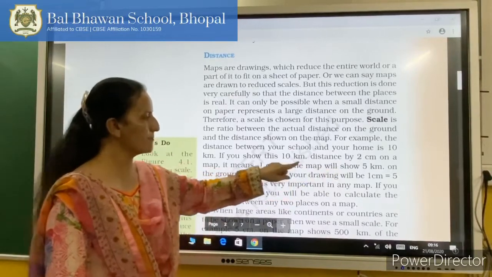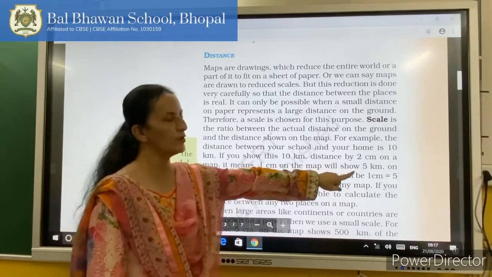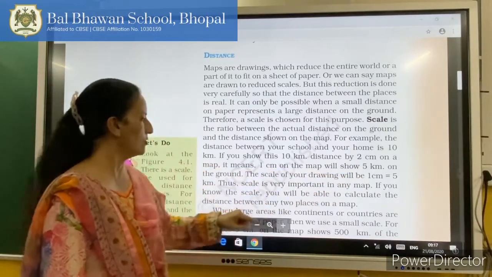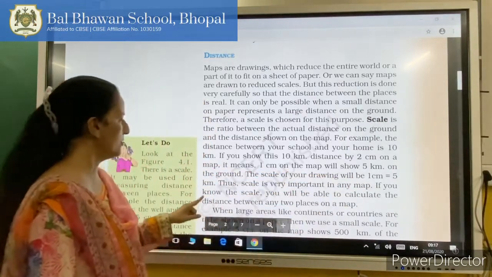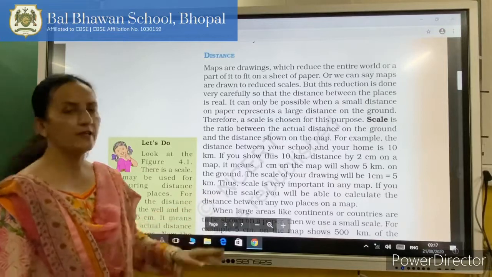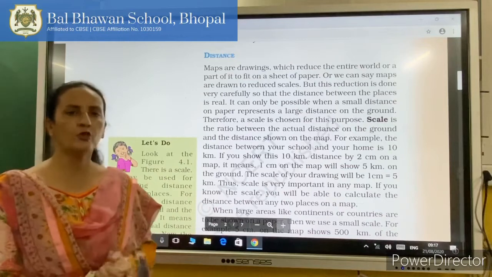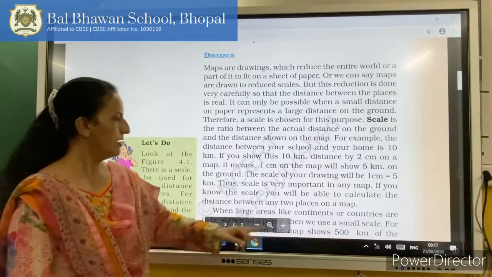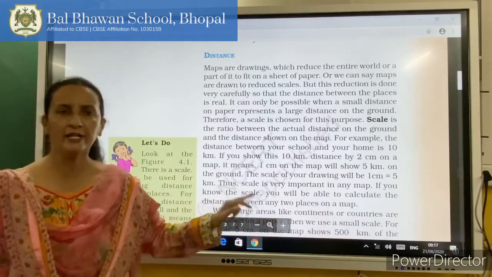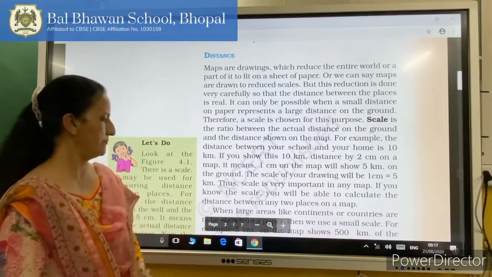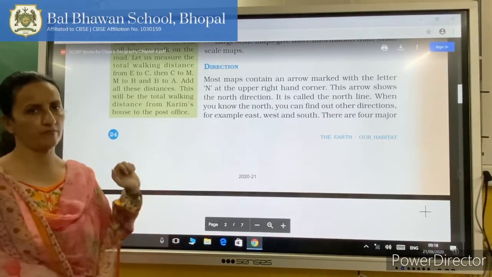2 centimeter represents 10 kilometer, means 1 centimeter covers the distance of 5 kilometer. So the scale of your drawing will be 1 centimeter is equal to 5 kilometer. Thus scale is very important on a map and it has to be accurate. If you know the scale, you will be able to calculate the distance between any two places on a map.